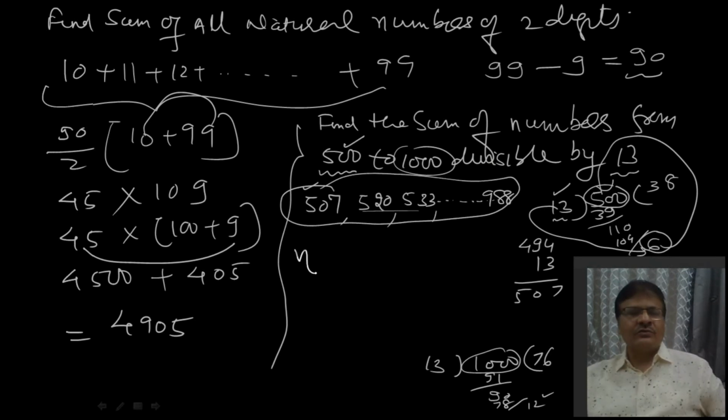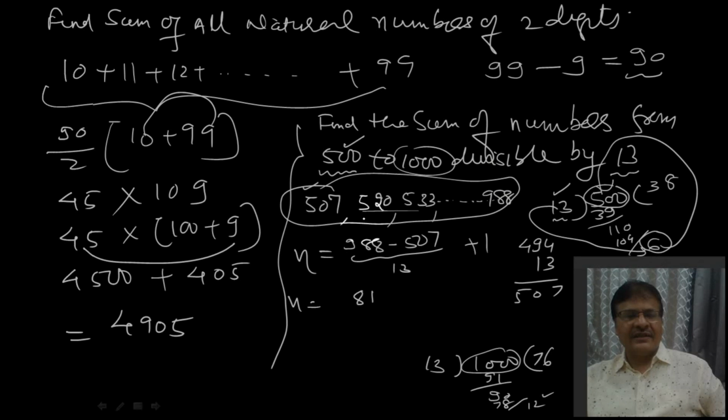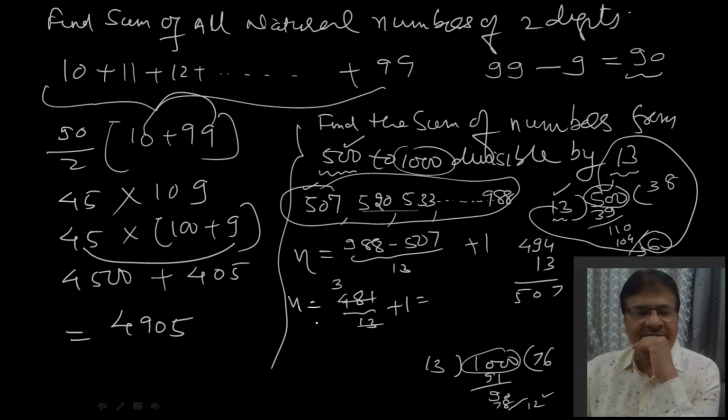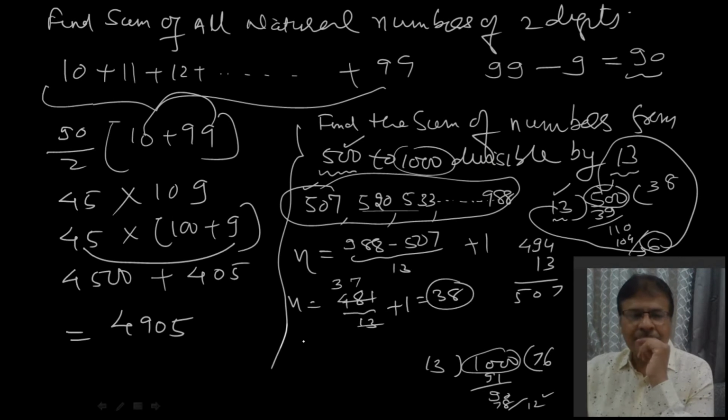So first, what to do? Calculate the number of terms: last term minus first term, divided by the gap, which is 13, then plus 1. So n equals 988 minus 507, which is 481, divided by 13, plus 1. Can I cancel? 13 times 37 is 481, so 37 plus 1. So what is n? 38.